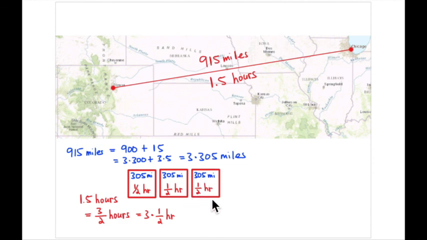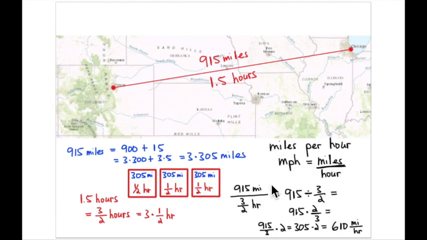So the constant of proportionality is how far the plane travels in 1 hour. So it's 305 plus 305. It's 2/3 of that 3/2. So it's going to be 610 miles.